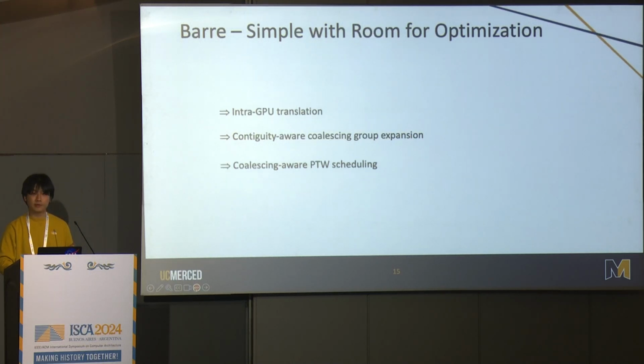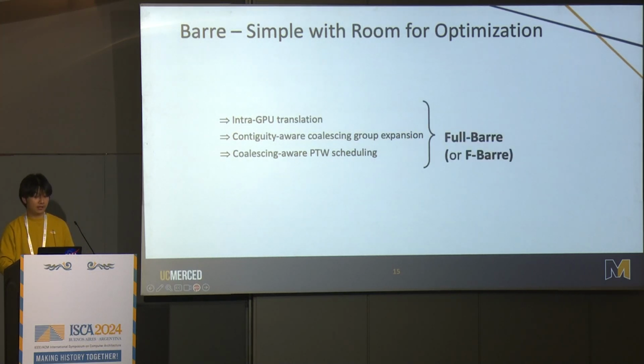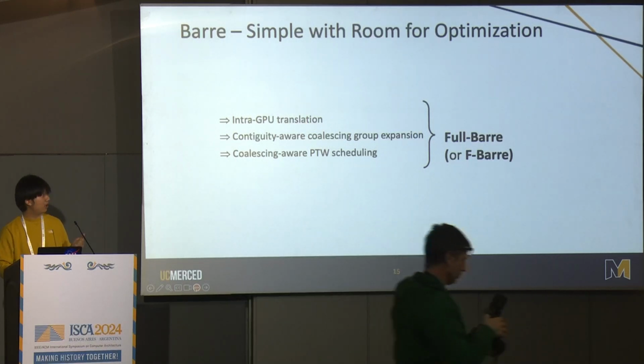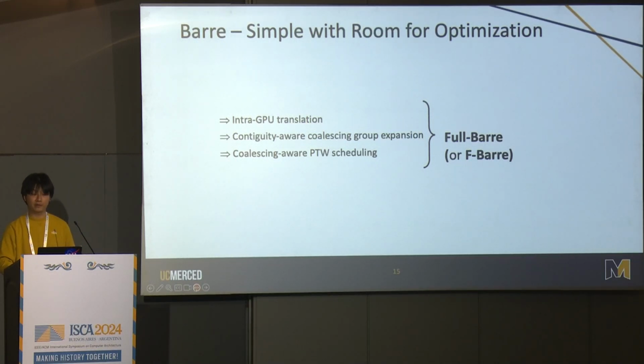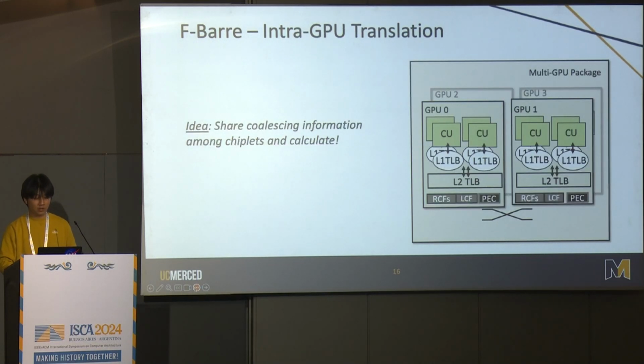Baseline bar enhanced with those 3 optimizations is called full bar, or F bar. In this talk, I will cover the first 2 optimizations. Please check out the paper for the third one. Now I introduce our first optimization, intra-GPU translation.